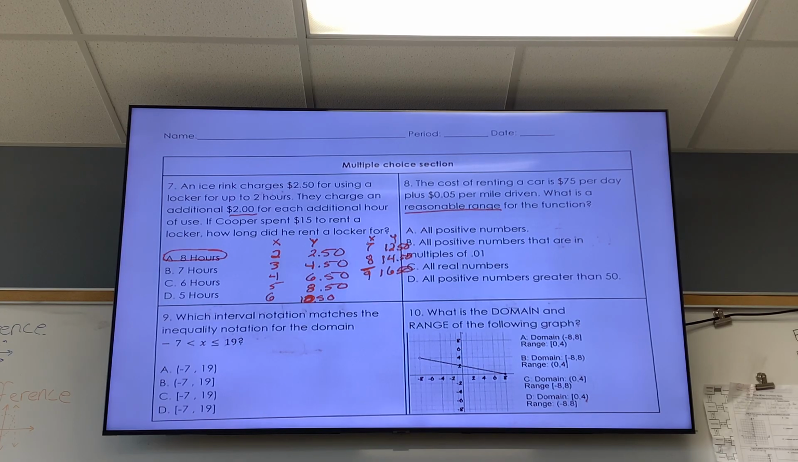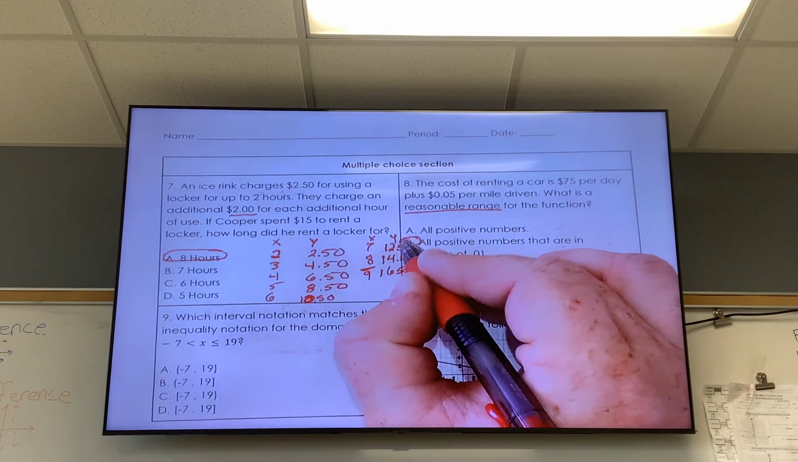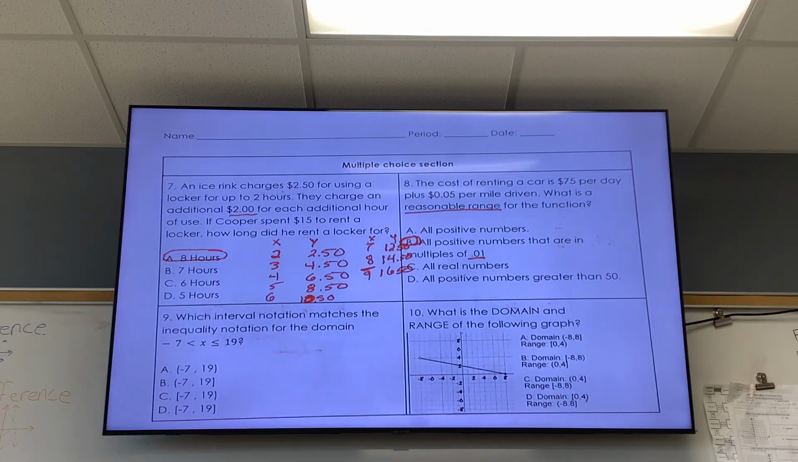Okay, for this one, okay, this is a typo. Actually, no, it's not. I'm sorry. This is not a typo. Since we're talking about the cost of renting a car, okay, the lowest denomination we can possibly go is 0.01. So our answer is going to be B, all positive numbers that are in multiples of 0.01.